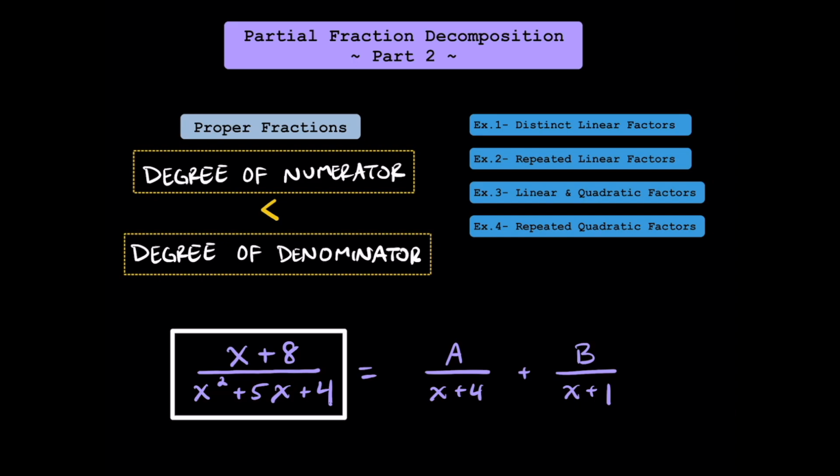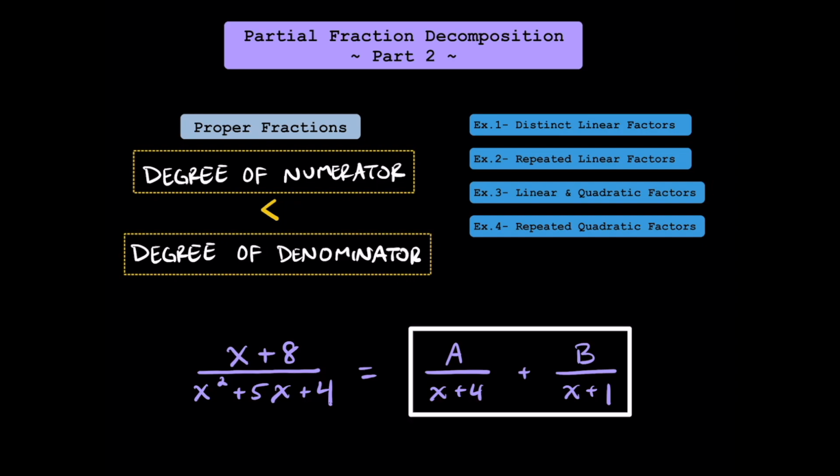While in my previous video I went over how to rewrite rational functions in partial fraction form, this video is going to go one step further into solving for each of the constants in the numerators. These are the 4 types of problems I'm going to cover in this video. Let's do some math together.